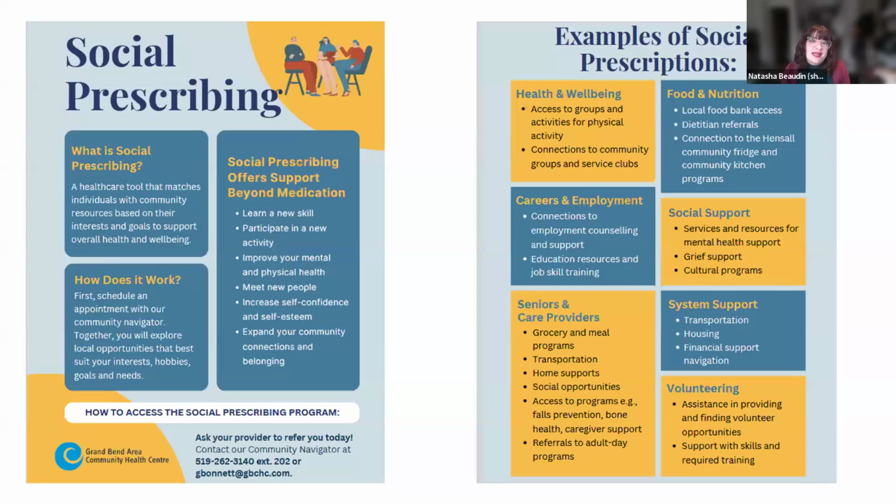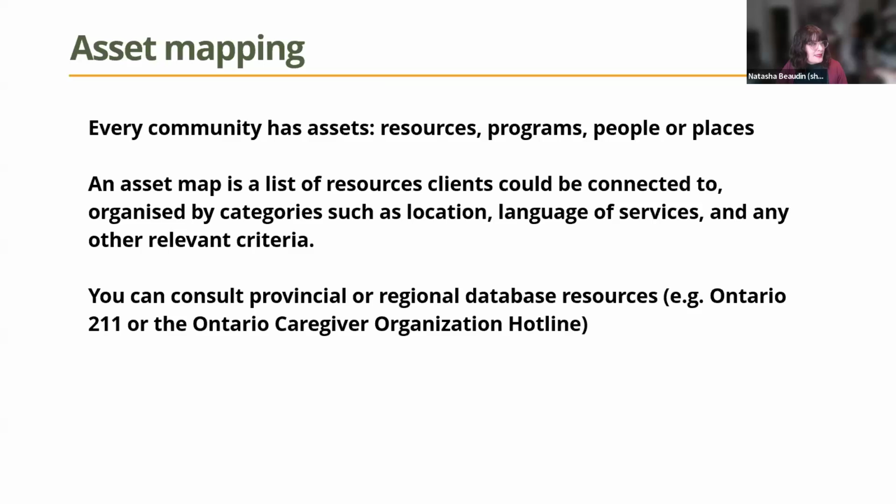And next slide. And this is just an example of defining the scope for the public or for the clients, the potential clients. So this is an example from Grand Bend Community Health Center. So what is social prescribing? It offers support beyond medication, learn a new skill, participate in a new activity, improve your mental and physical health, meet new people, increase self-confidence. And then they have some examples. So this is a great way to put it out there for people in the public to kind of refer themselves to connect with any of these things if there's interest.